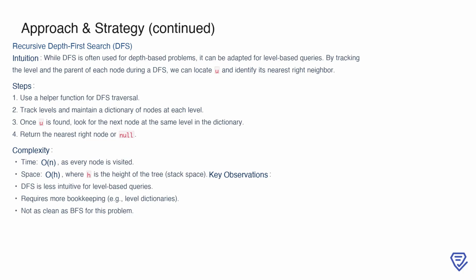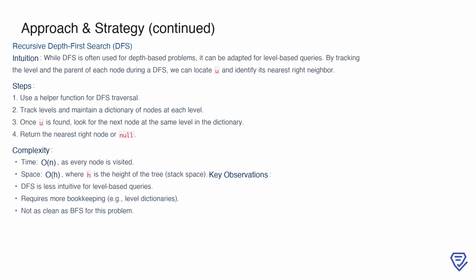The time complexity of this approach is O(n), as we still visit every node in the tree. The space complexity is O(h), where h is the height of the tree, due to the recursive call stack. While this method works, it is less intuitive for a level-based problem and requires extra bookkeeping, such as managing the level dictionary. Compared to the BFS methods, this approach introduces more complexity without significant practical advantages, making it less suitable for this specific problem.